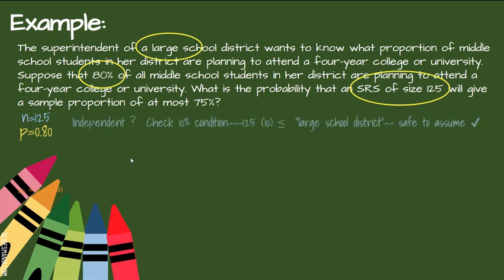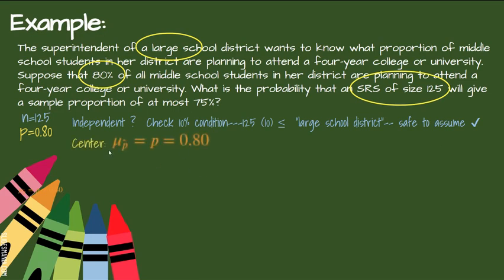Let's check and see if it's independent. Check the 10% condition. Remember, to say it's independent without fully knowing, we can use the 10% rule. So 125 times 10 is 1,250. A large school district is probably over 10,000 or 20,000 students, so this is safe to assume. A large school district is more than 1,250 students, so we're good on that. You just have to use the context.